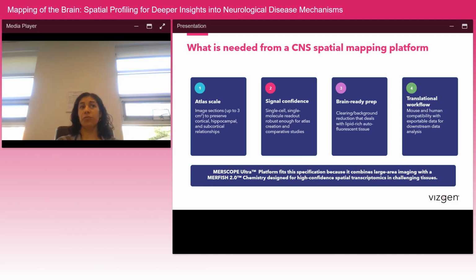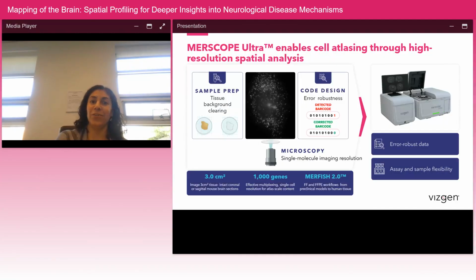The technology was developed using mouse brain as the primary tissue, so it's very applicable to neuronal tissues. And all of this makes it a very translatable workflow. So the combination of features that were developed as part of the development of the MERSCOPE platform has enabled it to be uniquely suited to atlasing in neuroscience.